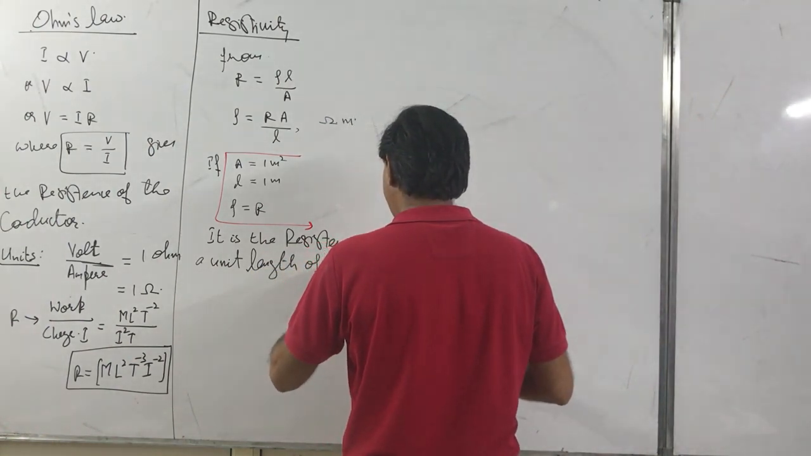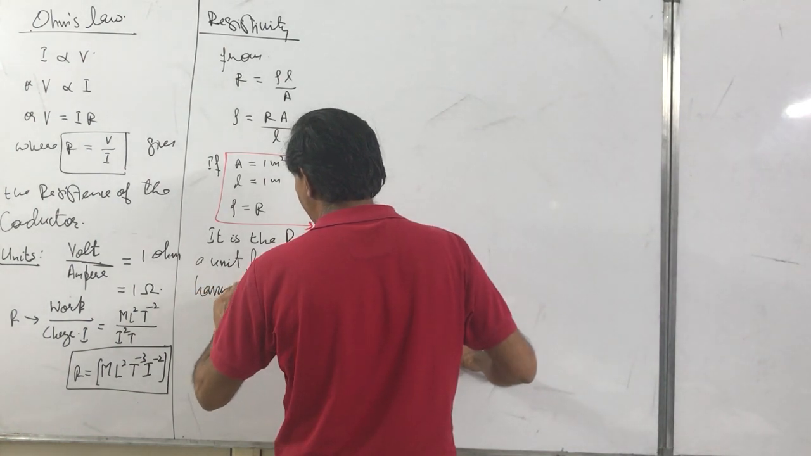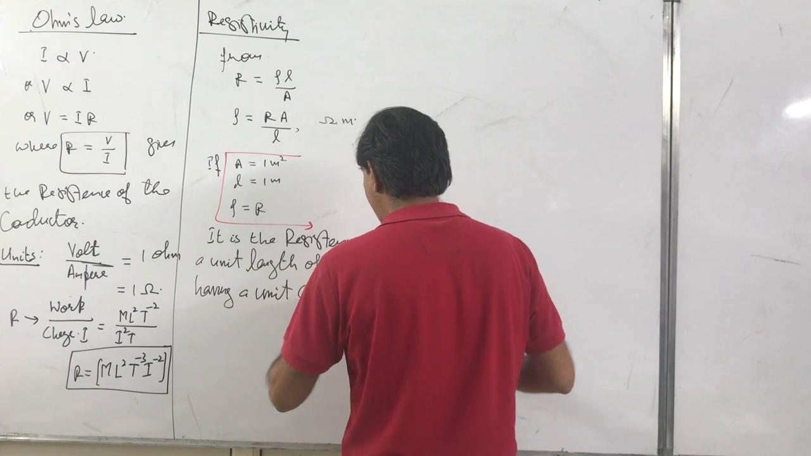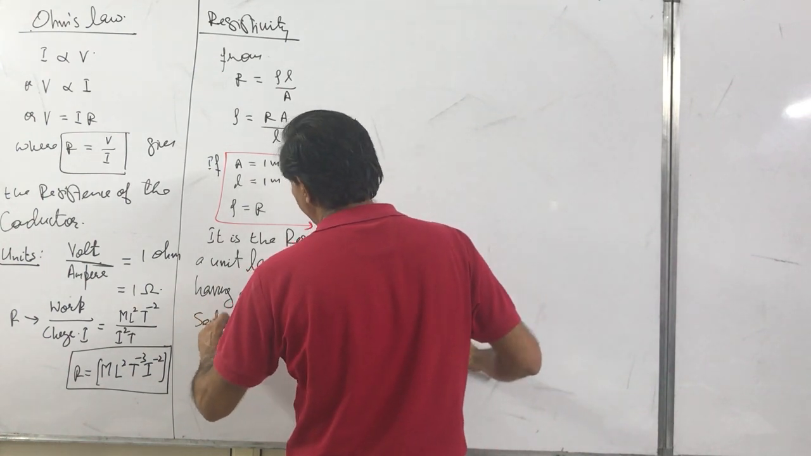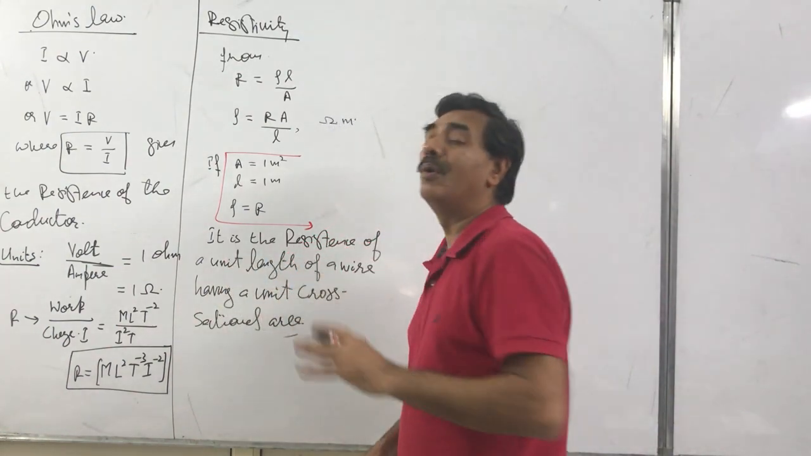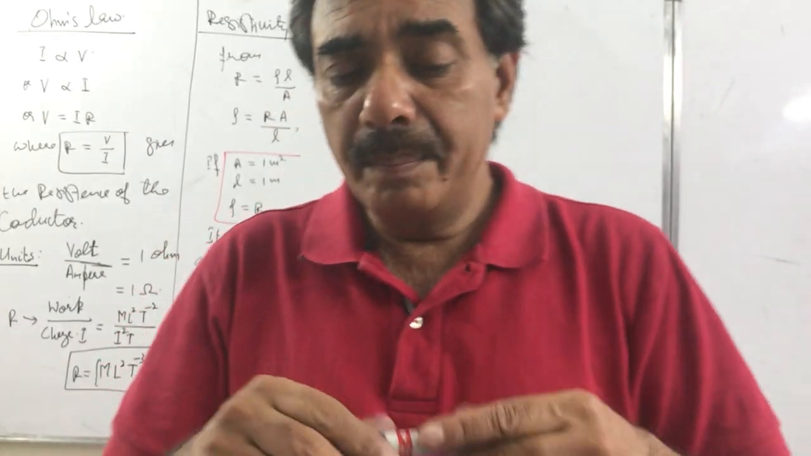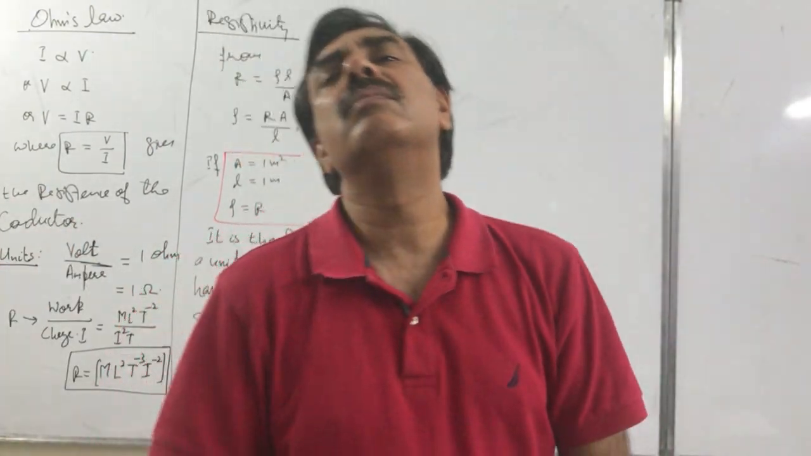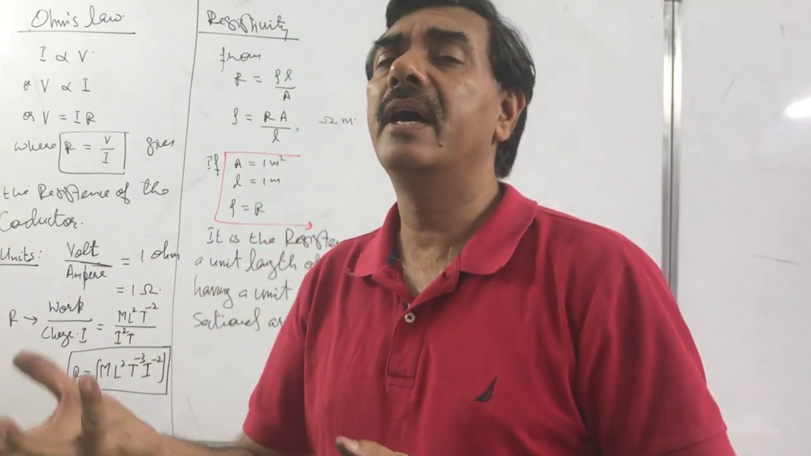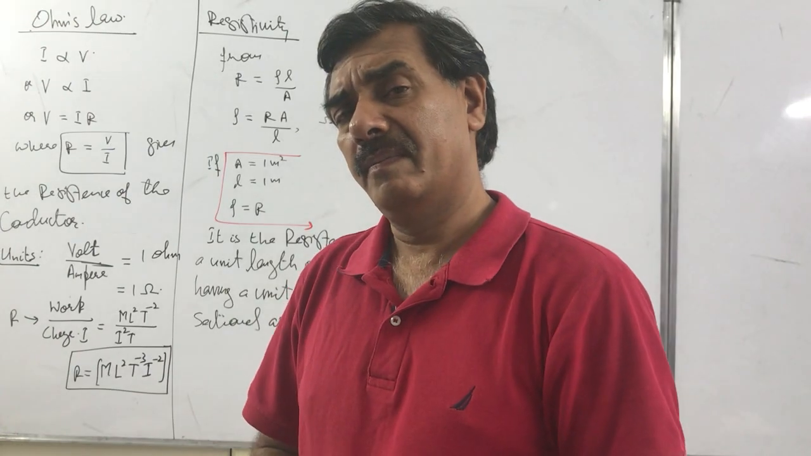Unit length of a wire having a unit cross sectional area. Don't say it like that. देखो, मेरे पास सपोज करो 12 मीटर लंबी वायर है और क्रॉस सेक्शनल एरिया है 5 square centimeters.